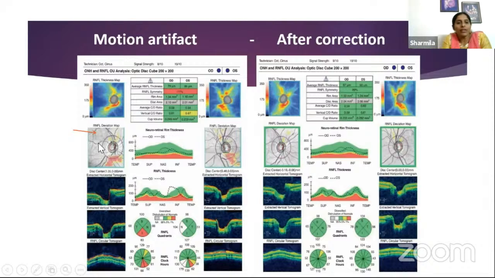Similarly, a motion artifact could be identified by the presence of bending of the vessels, which you see here. So once you do that, again, there is a discontinuity here, and then there are areas which are showing here as a dip in the RNFL thickness, which falls in the red area. So once you correct for that, then the values become normal.